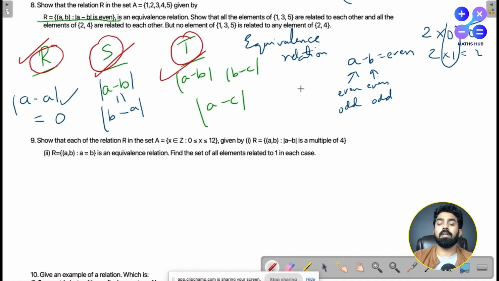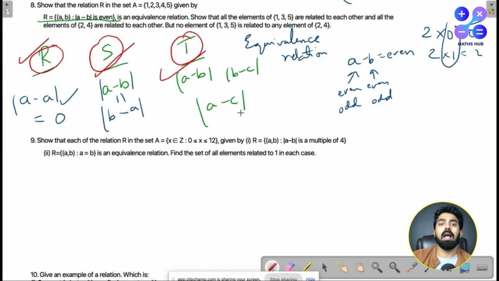Now, the second thing we need to show is that all the elements of 1, 3, 5 are related to each other and that all elements of 2, 4 are related to each other, but no element of 1, 3, 5 is related to any element of 2, 4. Right. So this comes down to our understanding of what makes something even, right? So if a and b have to be even, then only elements of 1, 3, 5 can work, right? Only the numbers which are all odd or all even will be able to make an even number when subtracted, right? So that's what I was talking about all this while.